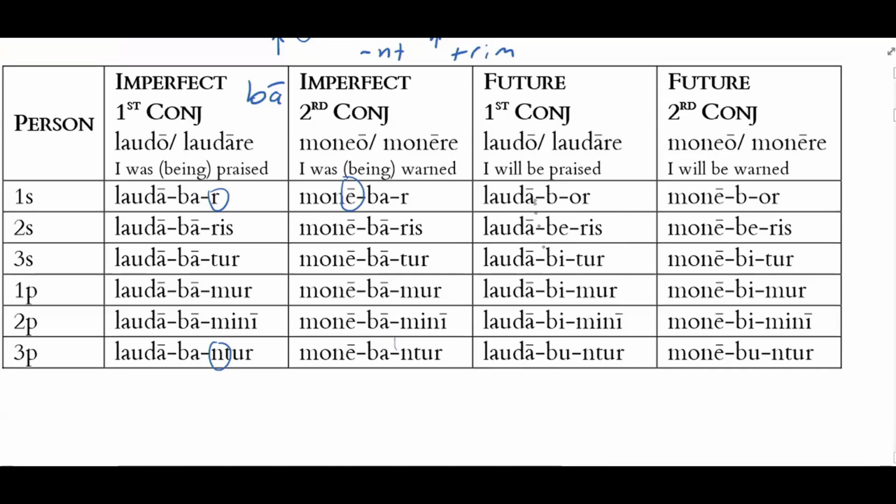laudabuntur. Lauda's got the long A, but then remember how in the future it was bo, bi, bi, bi, bi, bu. Do you see how we've got bu over here? We have bo over here. It'd be nice if we had bi all the way through. So this is the one place where we have something that's unusual and we just have to learn it, okay? So laudaberis. And monebor, moneberis, monebitur, monebimur, monebimini, and monebuntur. So I will be warned, you will be warned, so forth and so on.